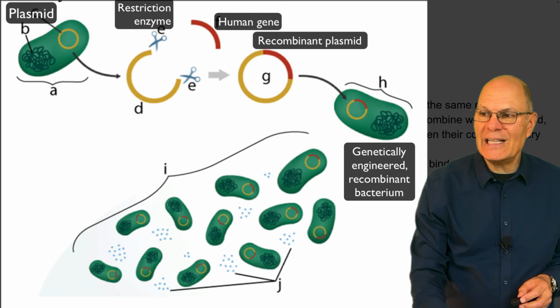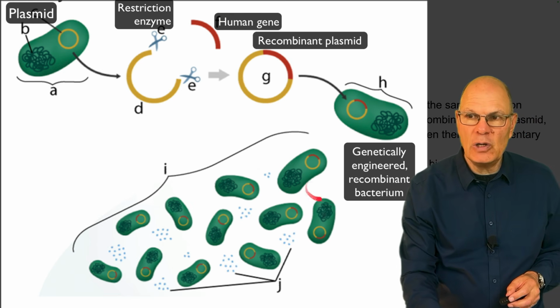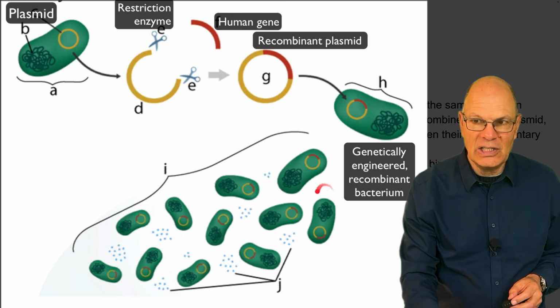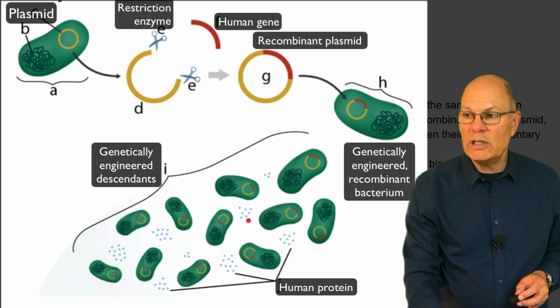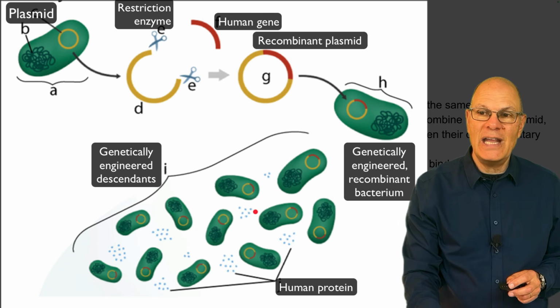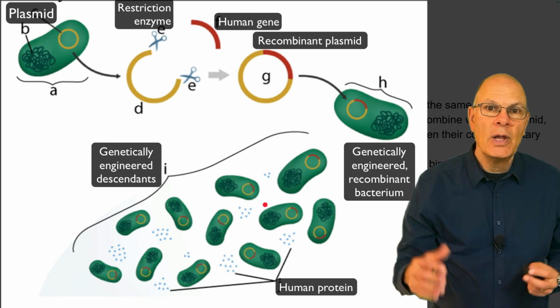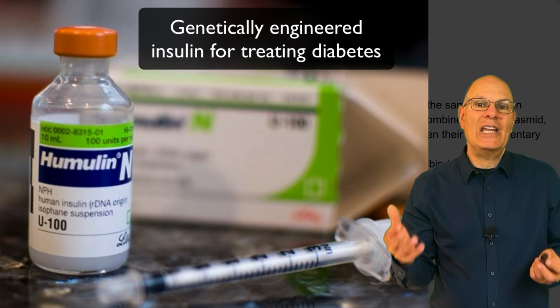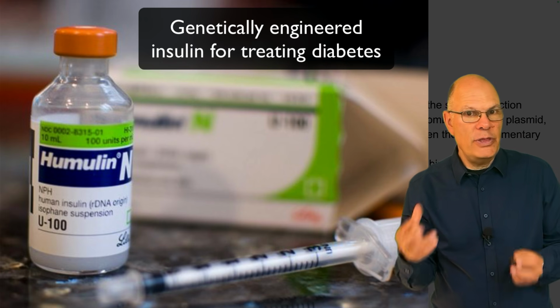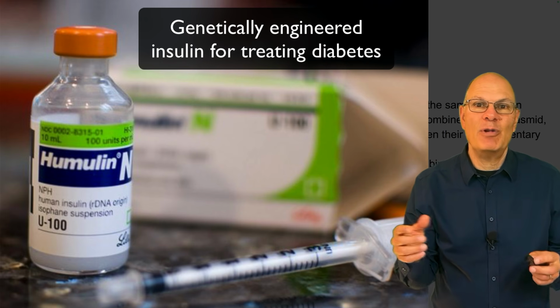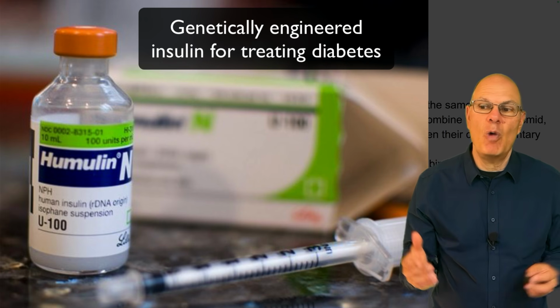This genetically engineered recombinant bacteria, this over here and its descendants over here, will produce the human protein and produce the plasmid in every reproduction cycle. This is how genetically engineered insulin has been created. That means bacterial cells that produce a human protein that's widely used.